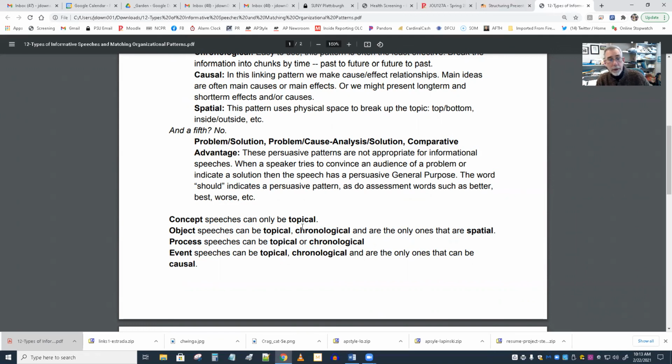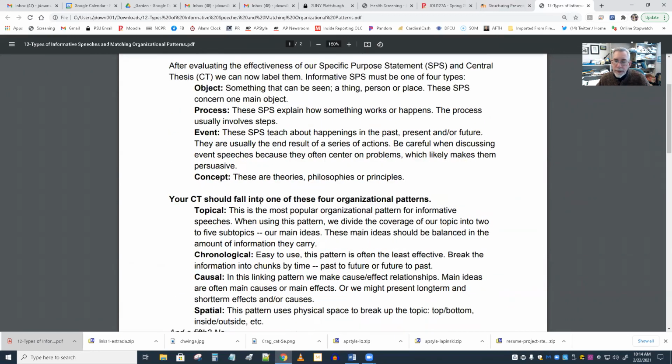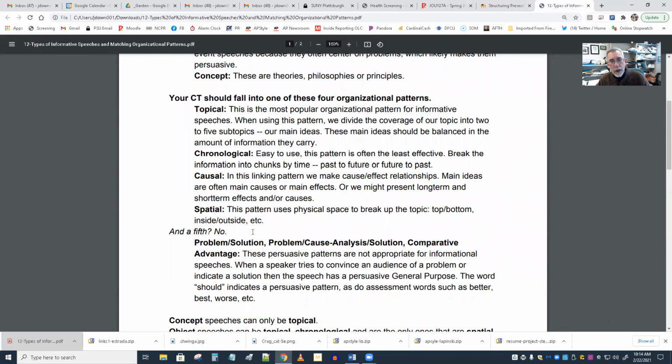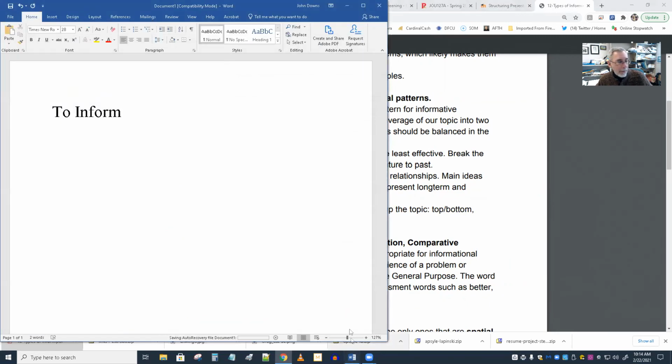Certain SPS categorizations, SPS labels, can only be used with certain organizational patterns. So concept speeches can only be topical. They don't have chronology. They don't have space. Objects could be topical, chronological, spatial. Process speeches could be topical or chronological. And event SPSs could be topical or chronological, and they're the only ones that could be causal.